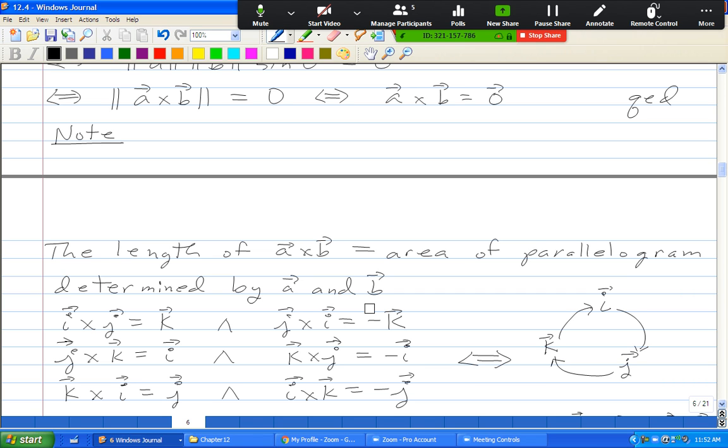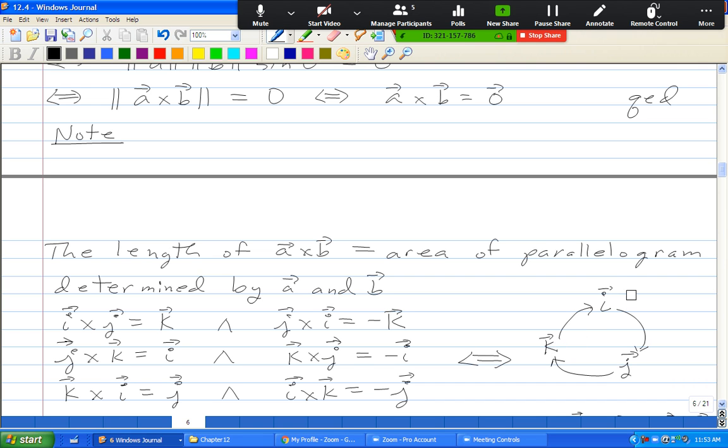Notice the following strange relationship between I, J, and K. So, I cross J is K. J cross I, notice going the opposite direction, is minus K. J cross K is I, and K cross J, going the opposite direction, is minus I.